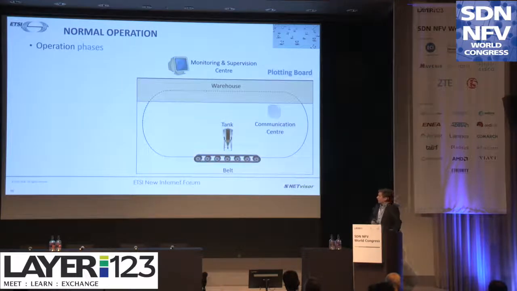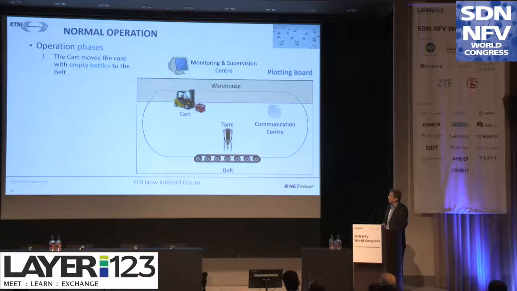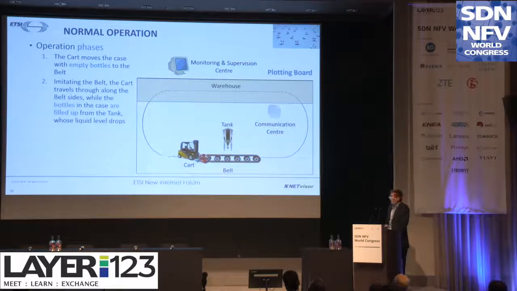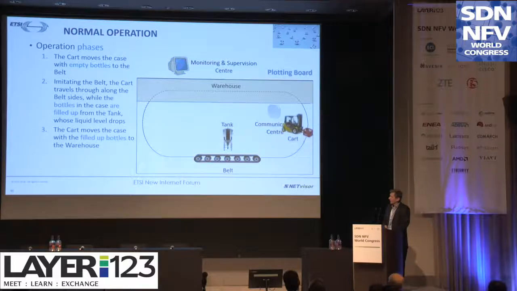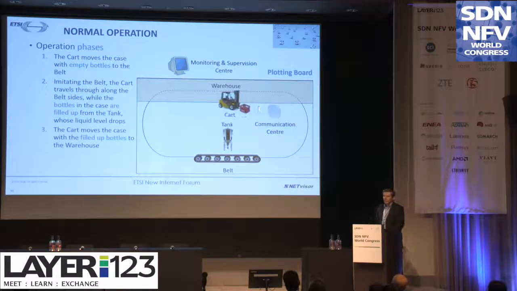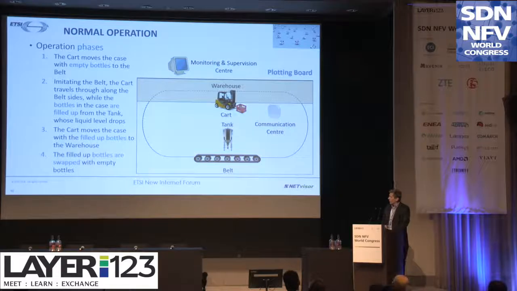Okay, what is the normal operation? The cart moves the case with empty bottles to the belt from the warehouse. Imitating the belt, the cart travels along the belt sides, while the bottles in the case are filled up from the tank whose liquid level drops. The cart moves the case with the filled up bottles back to the warehouse, where the filled up bottles are swapped with empty bottles. So this is the normal operation.